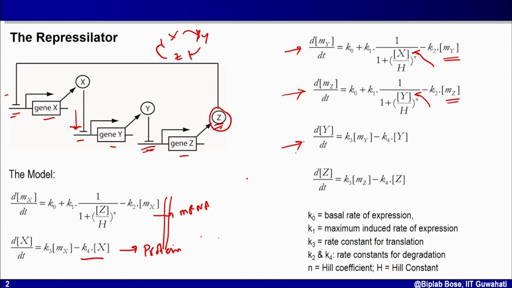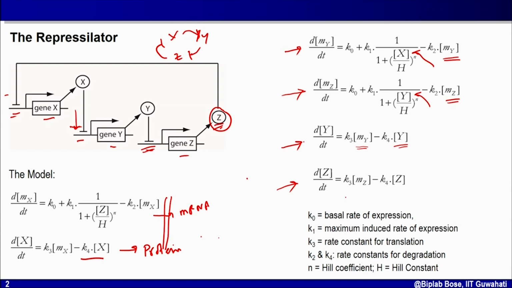For the protein Y, dy/dt is similar, the equation is similar to dx/dt. The only thing is that after K3 it is multiplied with the mRNA concentration of Y, and the degradation rate is K4 into Y. Similarly, dz/dt is for the rate of change of concentration of Z. dz/dt is similar to dx/dt, which here is equal to K3 into mz, the concentration of mRNA for Z, minus K4 into Z, the concentration of the protein Z. So those are my 6 ODEs, almost similar to each other, and all the parameters I have kept identical for all the 3 genes to make our life a bit easier in this analysis.